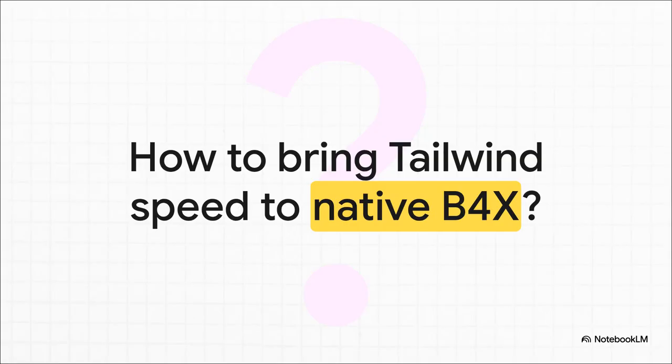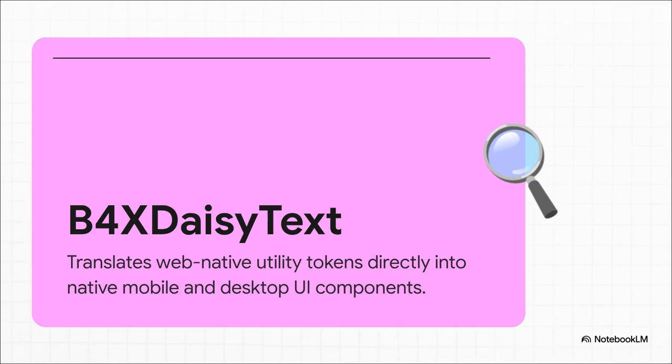If you've built a native interface, you already know the drill. You're constantly calculating constraints and hard-coding hex colors just to get one simple label to look right. It totally begs the question, how do we bring the blistering speed of tools like Tailwind CSS and DaisyUI straight into native B4X development? We all want that modern utility-first workflow, but we need it rendering natively on our mobile and desktop apps. Well, according to the docs, B4XDaisyText is exactly that bridge.